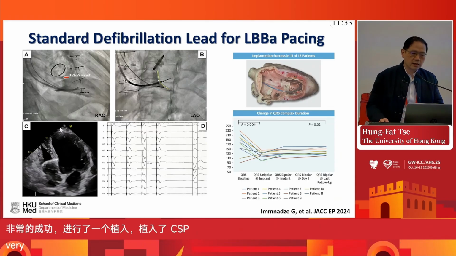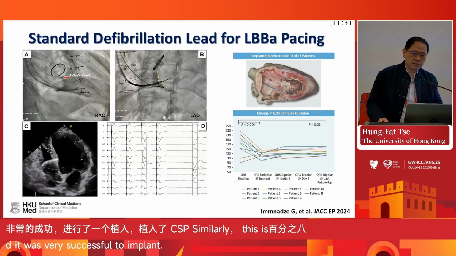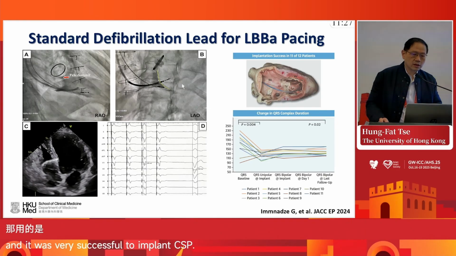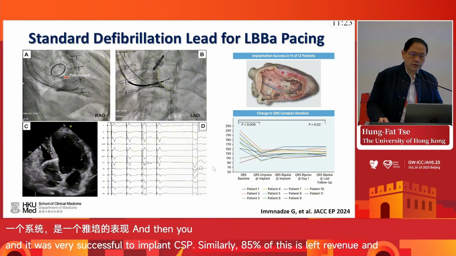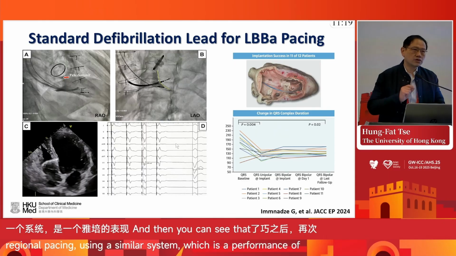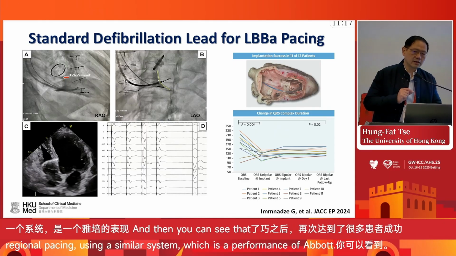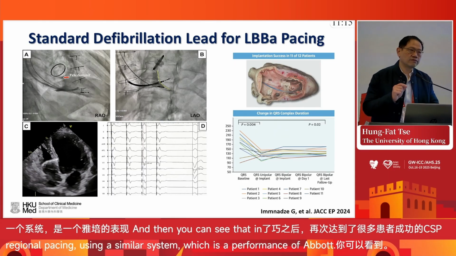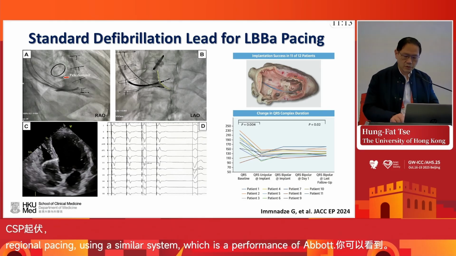Similarly, this is another experience using the same lead system. Now, this is an R-Board lead using the new delivery sheath, and you can see that again they were able to achieve CSP in a lot of patients. So there is potential to use an existing ICD lead with some of these sheaths, as long as the size is compatible, to do CSP pacing.